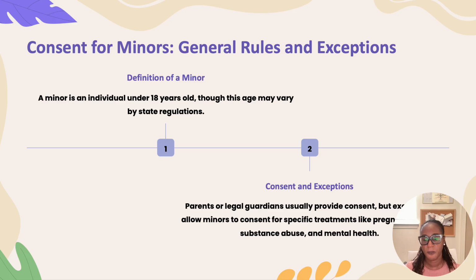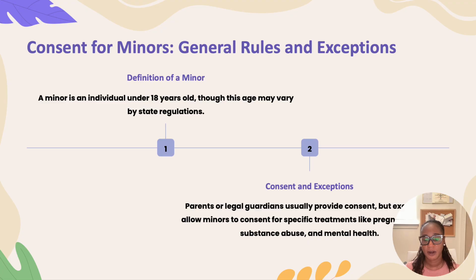And the nurse must ensure that the consent is obtained from the appropriate legal guardian before proceeding with care. The only exception is when minors can consent for themselves. There are important legal exceptions where minors can legally consent to their own care without parental permission. These vary by state, of course, but commonly include the emancipated minor. These are legally treated as adults. They can consent to all medical care.